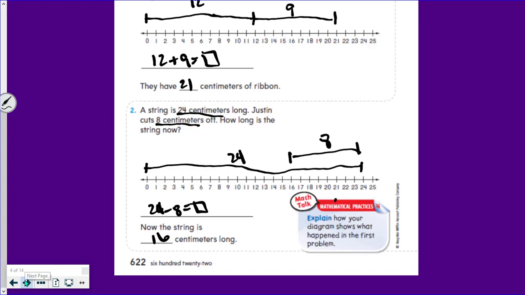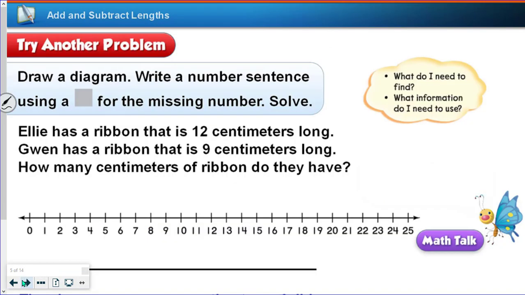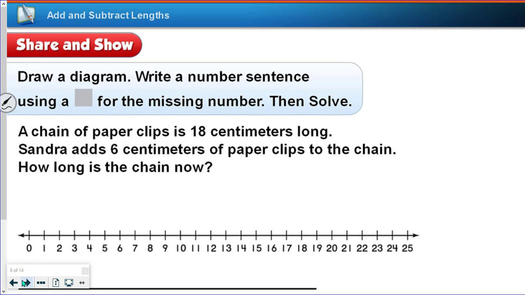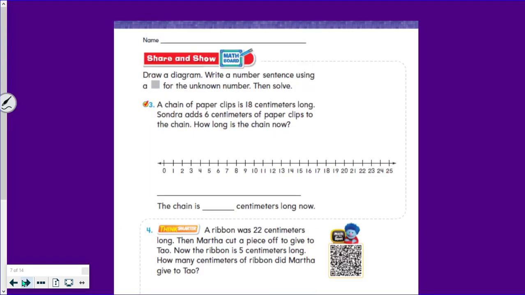So let's go to the next page. Whoops, there we go. Went a little too far. All right. So this is our last one. So I want you to try it on your own this time. Okay? So here's the problem.